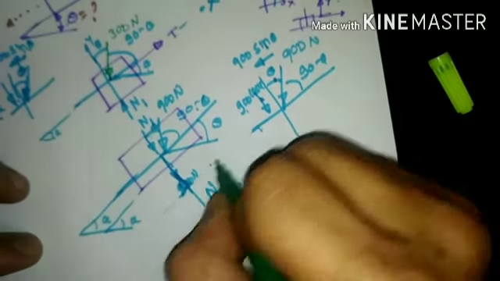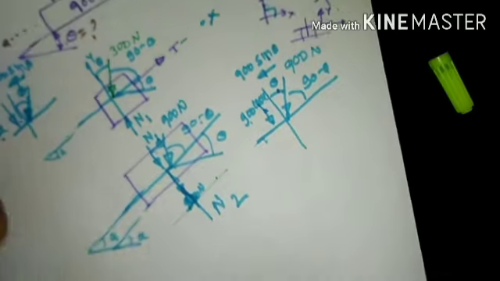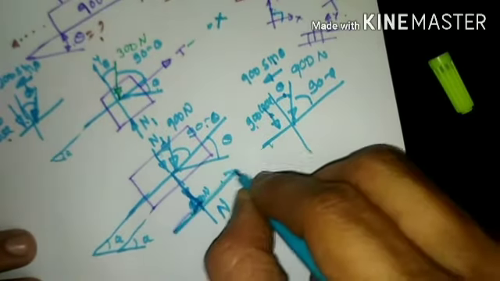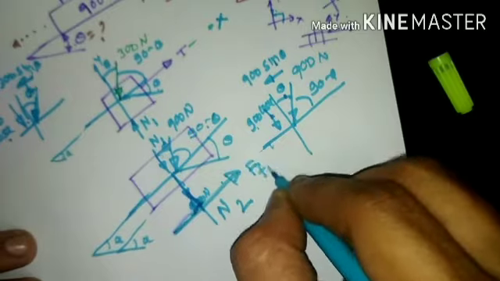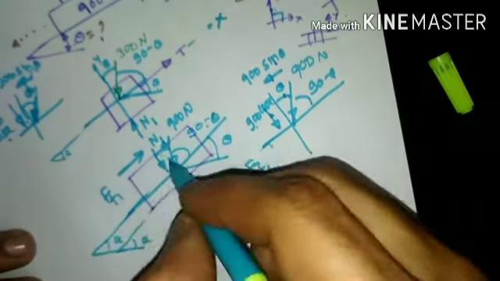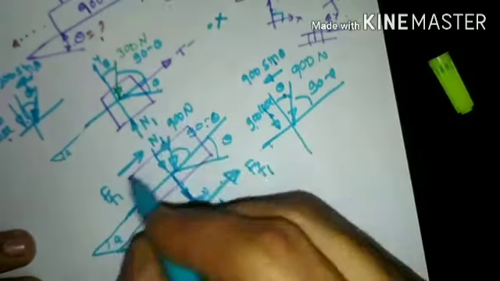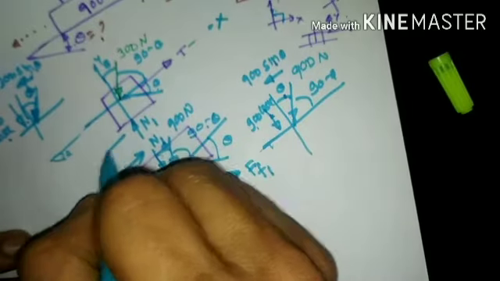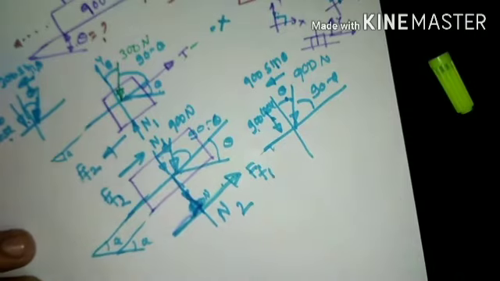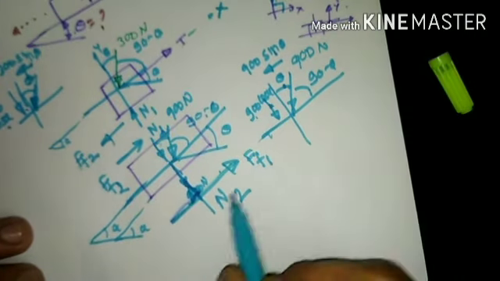Frictional force will be upward. So this frictional force shall be shown in the upward direction, which will be called F of F1. Similarly here it will be F of F1, because this will be the frictional force between the block of 900 Newton and the block of 300. If this is upward, this frictional force will be downward. So here I shall call this F of F2, and this will be F of F1.